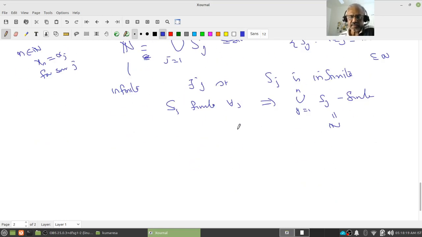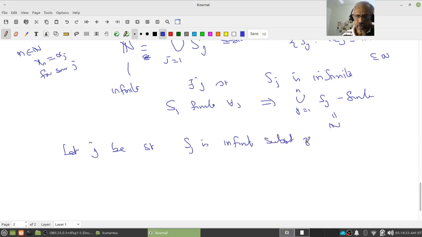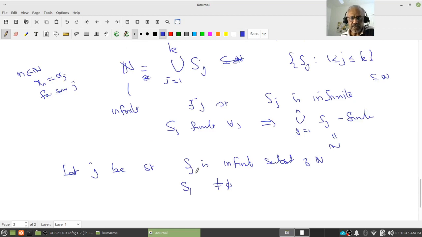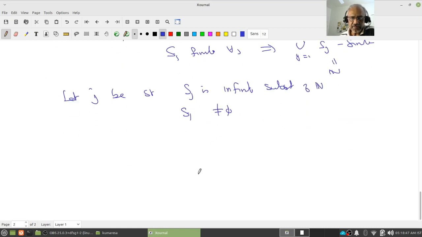Okay, right. So therefore let j be such that S_j is infinite. So this is an infinite subset of the natural numbers. Therefore this is not empty. In particular S_j is not empty, that cannot be empty anyway. We know that because alpha j is a value taken by x. Therefore there is at least one n such that x_n is alpha j. But just because it is infinite, why am I saying infinite? I can use the well ordering principle.